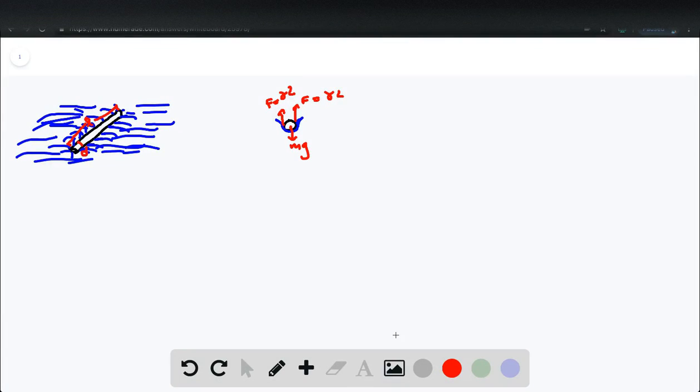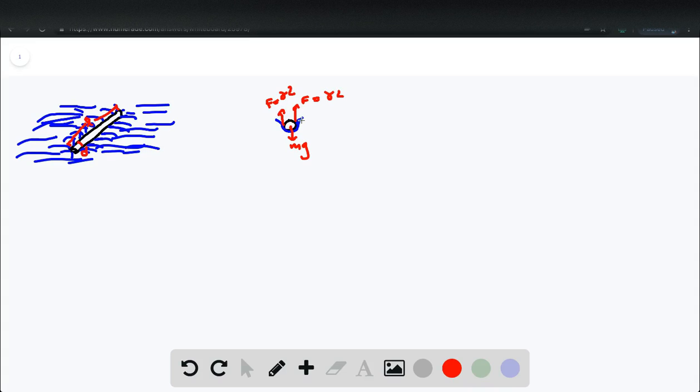Aloha. So for this problem, we're asked to find the diameter of a steel needle that's resting just on the surface of water, supported by the surface tension. So I've tried to draw a picture of this. I think it came out pretty well, actually. So you have this steel needle resting in the water. And this is like a little cross-section view of what's happening.